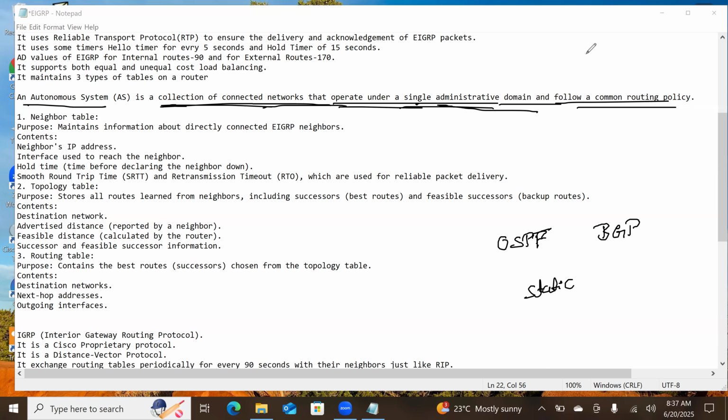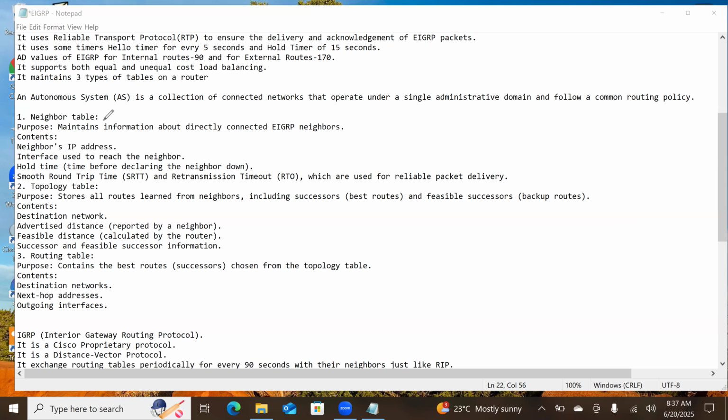So the three tables I said: neighbor table, second one is the topology table, and third one is the routing table. The first one maintains the information about the directly connected EIGRP neighbors. It has the neighbor's IP address, the interface used to reach the neighbor, and the hold timer. Why do we maintain this hold timer?